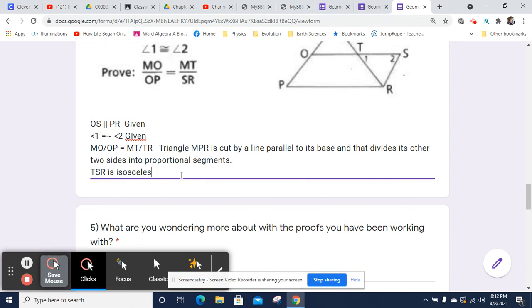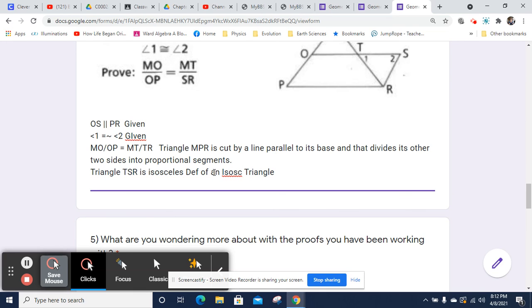So triangle TSR is isosceles, and we know that because angles 1 and 2 are congruent, by the definition of an isosceles triangle. Now, because of that, we know that TR is congruent to SR by definition of an isosceles triangle.